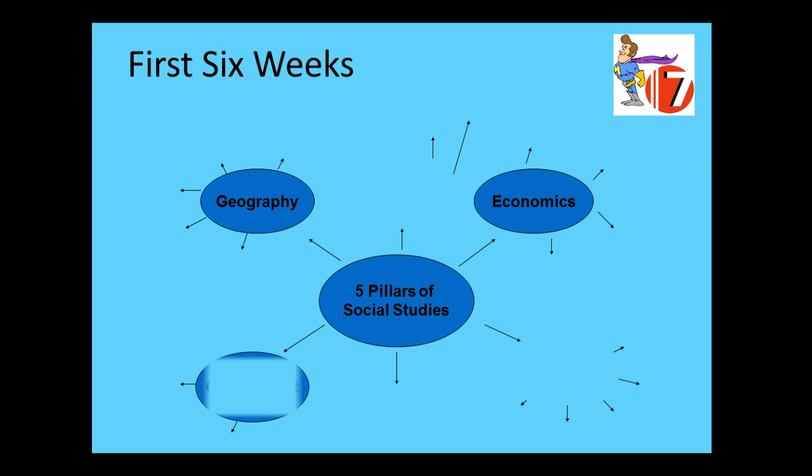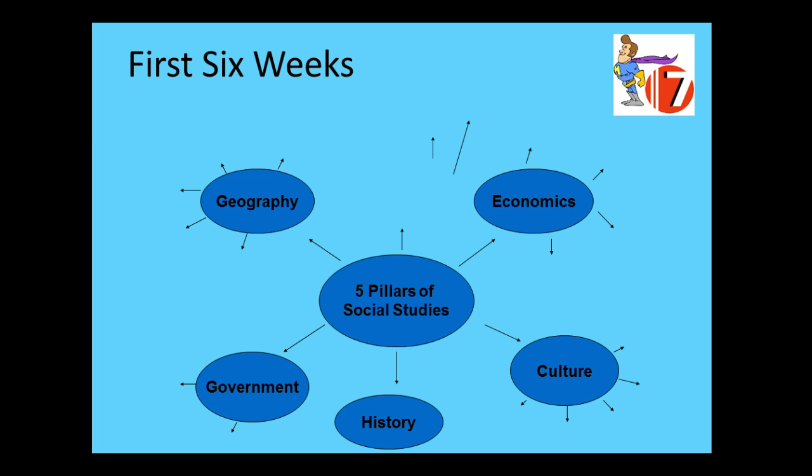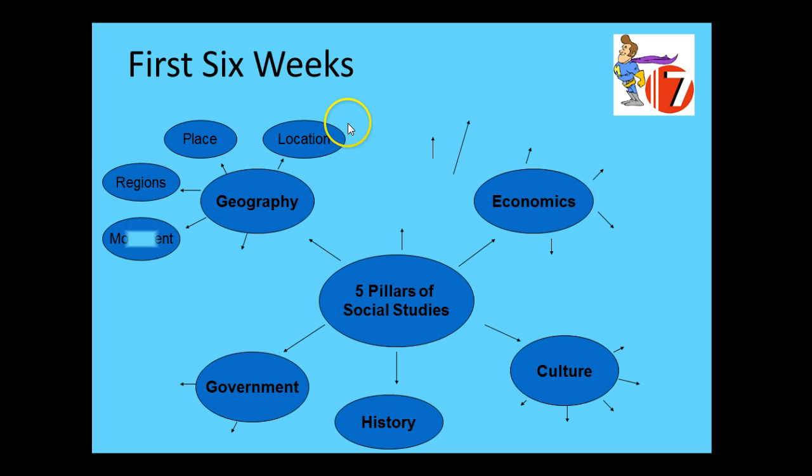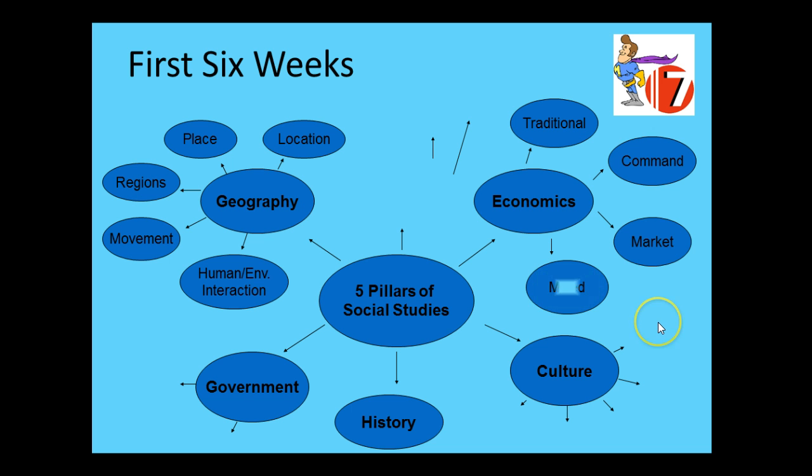First thing, we're just going to name the 5 pillars: geography, government, history, culture, economics, and it doesn't really matter which one we say first. In geography, again, here are the 5 themes of geography. Go ahead and write those down. That will help you remember. Then in economics, the 4 major forms of economic activity: traditional, command, market, and mixed economies.